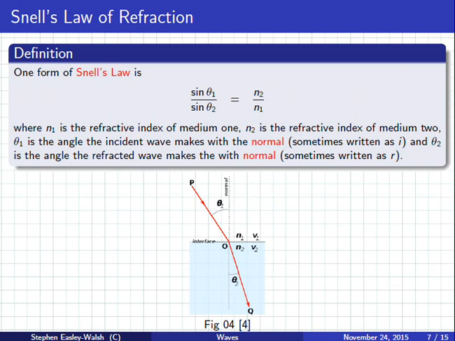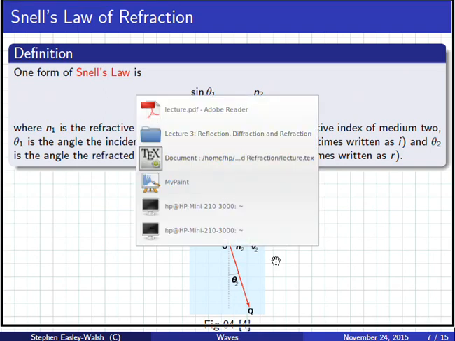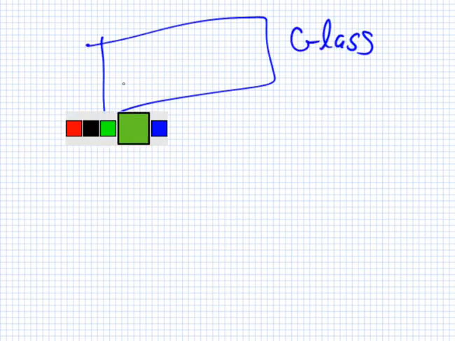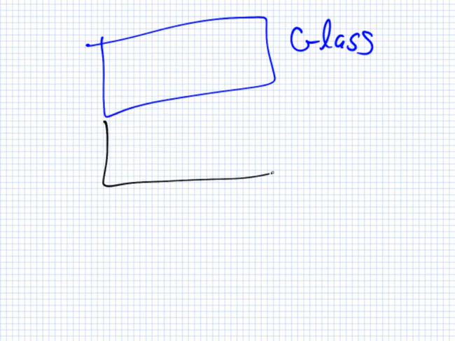So, some material, you don't need to write this just yet. Some materials allow light to pass through it more freely than others, whereas some materials will slow the light down. For example, did you know that light moves slower in glass than air?